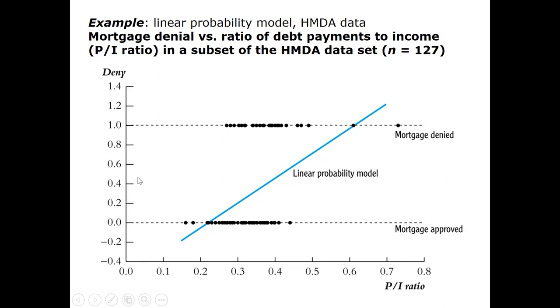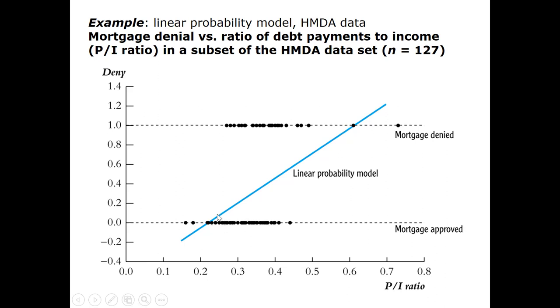Now, the y-axis is the deny variable, mortgage denials, and remember the y-axis is a dichotomous or binary variable, so it takes 1 or 0. If the value is 0, then the mortgage application is accepted. If the value is 1, the mortgage application is denied. Notice that each dot here is an individual, and plenty of people's mortgages were denied and plenty were accepted, but the important thing is the clustering.